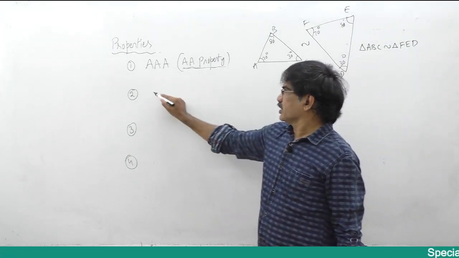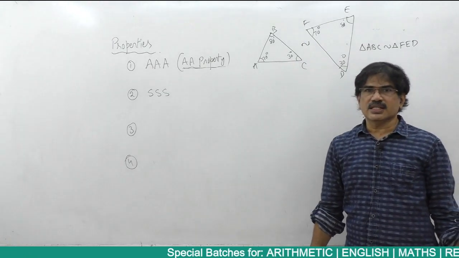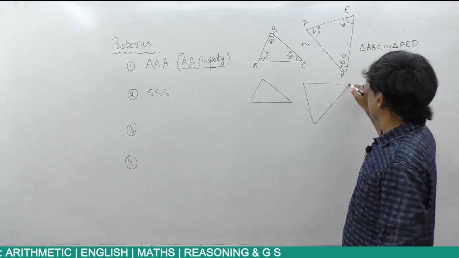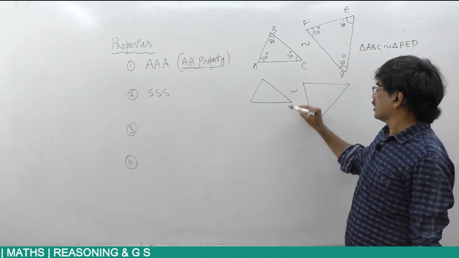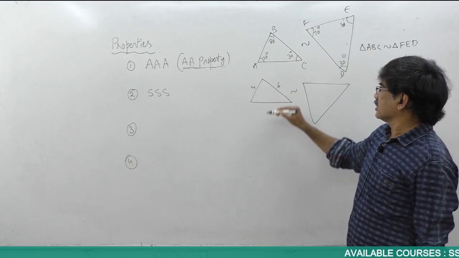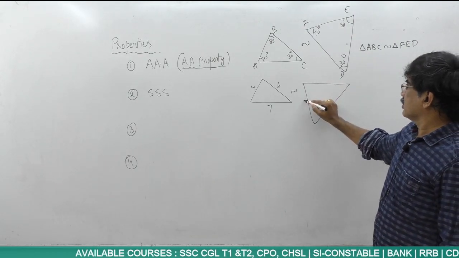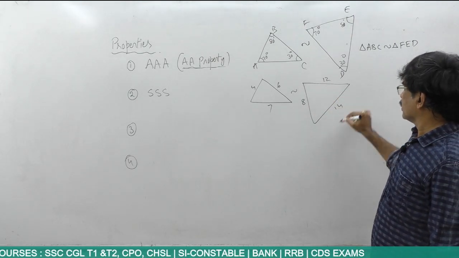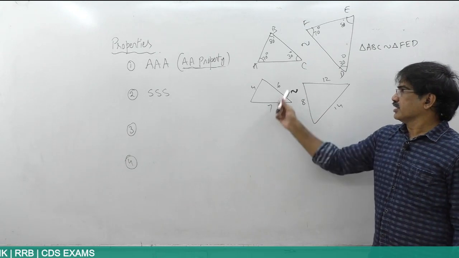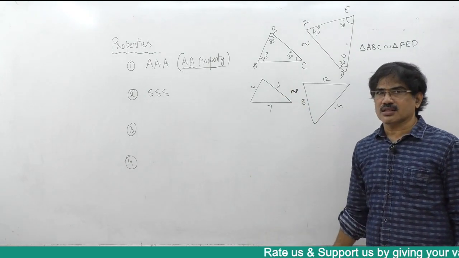Point number 2, SSS property. What is the SSS property? If the 3 sides of one triangle are proportional to the 3 sides of the other triangle, we say that the two triangles are similar triangles. If this is 4 centimeters, this is 6 centimeters, this is 7 centimeters, and the other is 8 centimeters, 12 centimeters, 14 centimeters, we say that these two triangles are similar triangles.